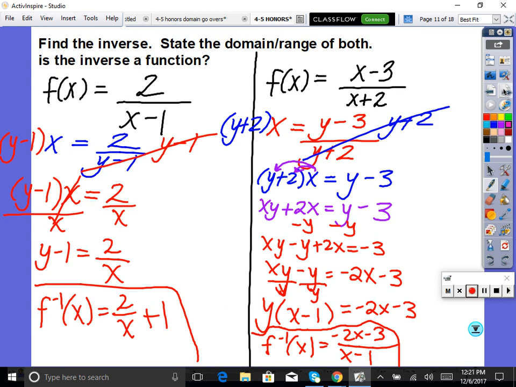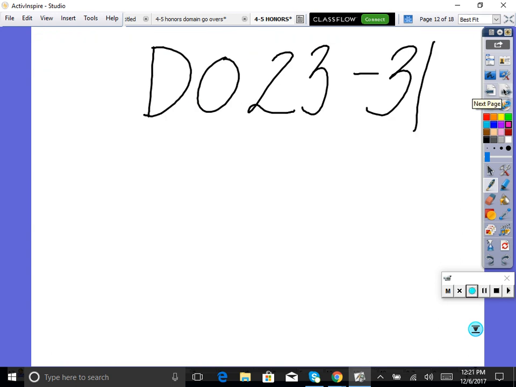Okay, ready, set, go. Do these problems. Flip to the back page and do 23 through 31.